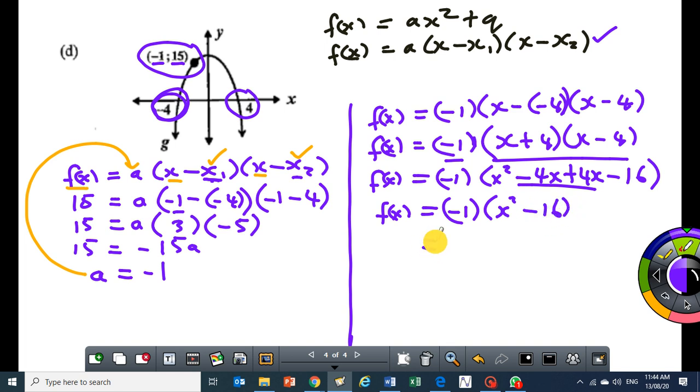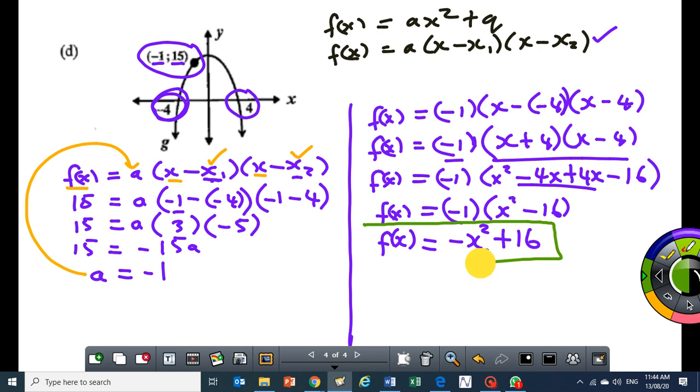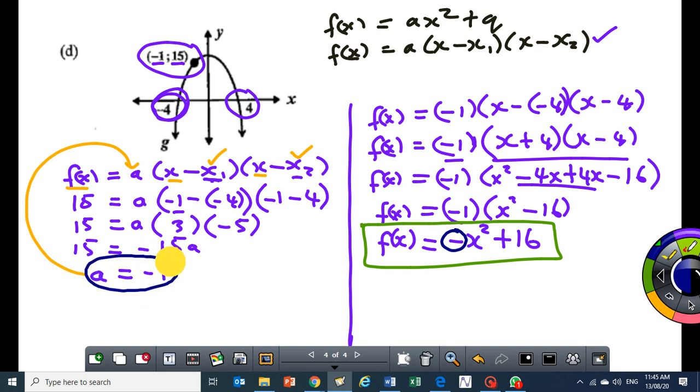Then I'll remove the brackets. Minus 1 times x squared will give me minus x squared. Minus 1 times minus 16 will give me positive 16. So my equation will be that one. So this is the equation of that given graph. And please note that there is a minus here. We have that minus, which is because of that, okay, and it corresponds to a sad face.